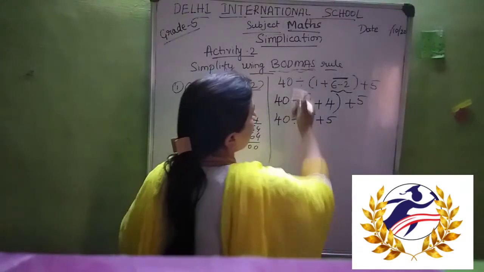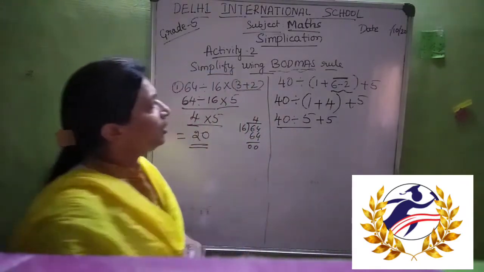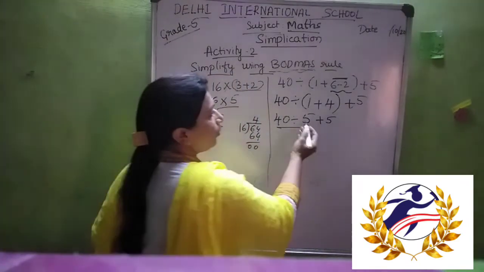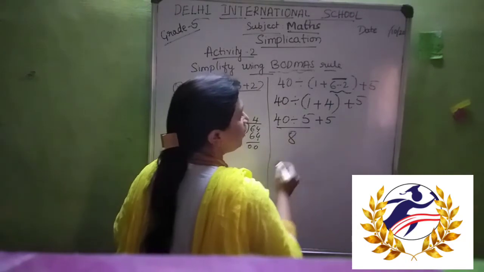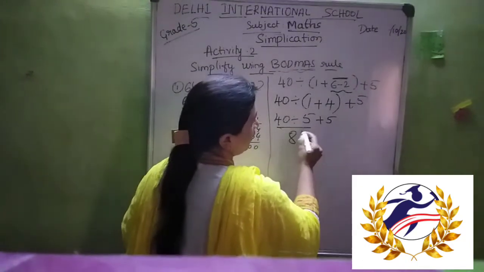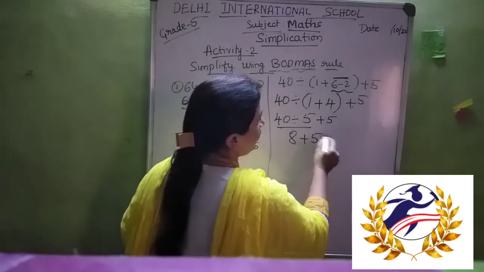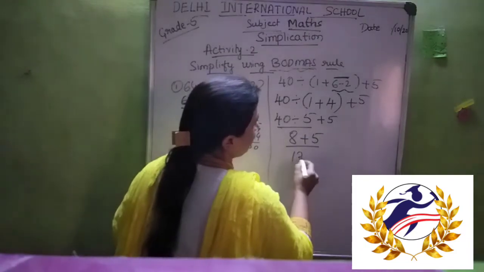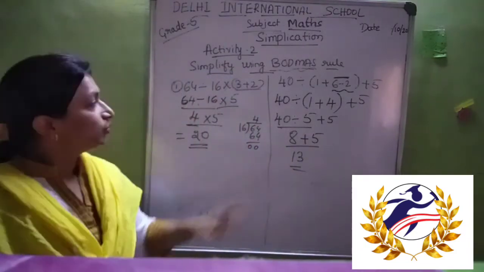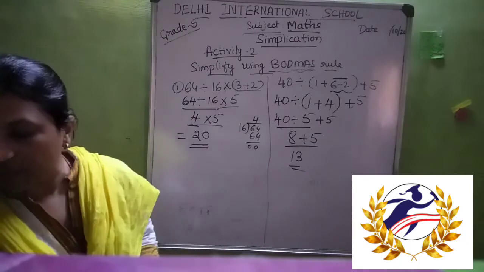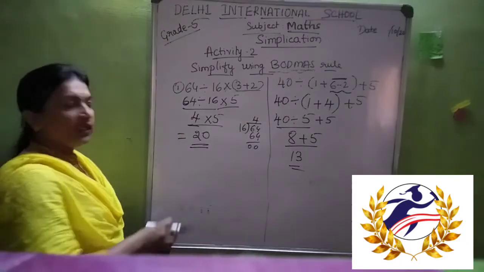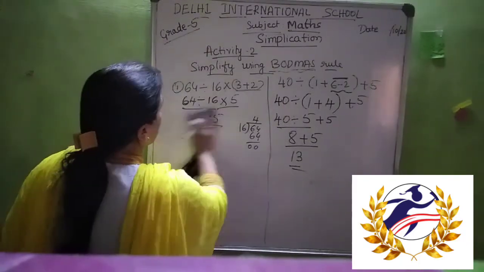According to the BODMAS rule, first we need to solve the division. 5 eights are 40, so instead of this I will write 8. Then plus 5: 8 plus 5 is 13. Like this, by following the BODMAS rule, we need to solve the problems. Then I will move on to the next problem.